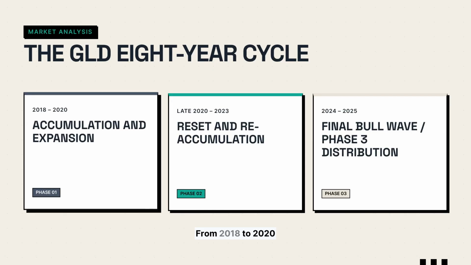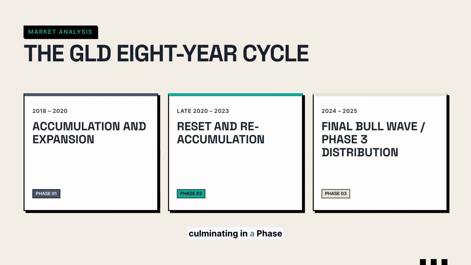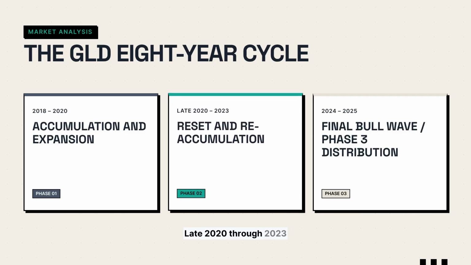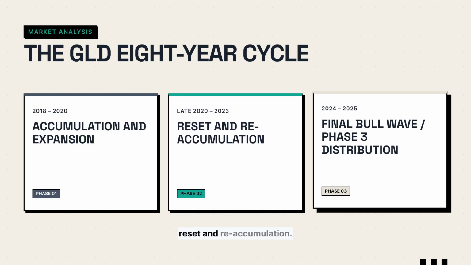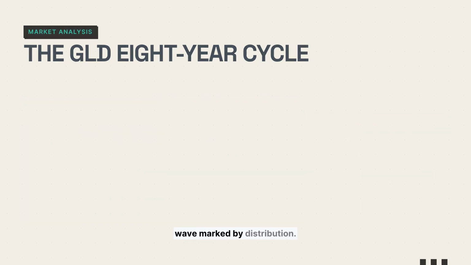From 2018 to 2020 came accumulation and expansion, culminating in a Phase 3 climax during the pandemic. Late 2020 through 2023 brought a Phase 4 reset and reaccumulation. Then 2024 to 2025 delivered a final bull wave marked by distribution.